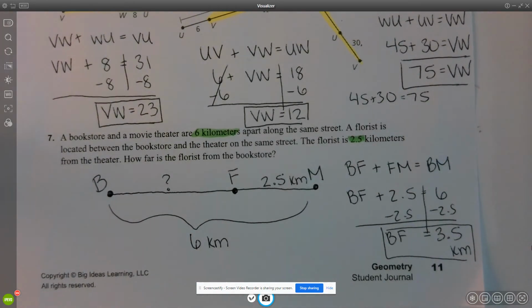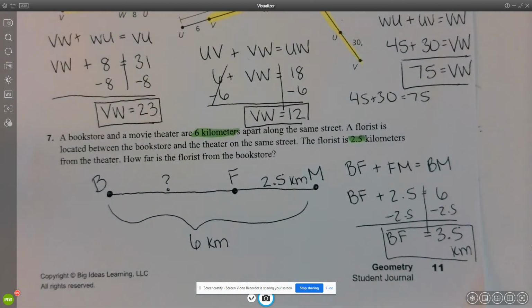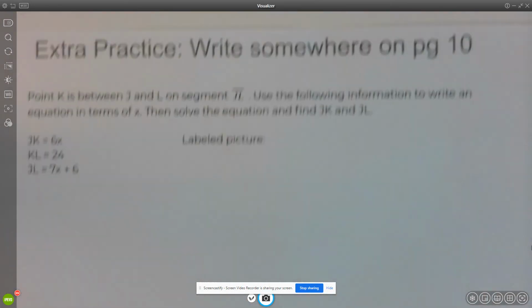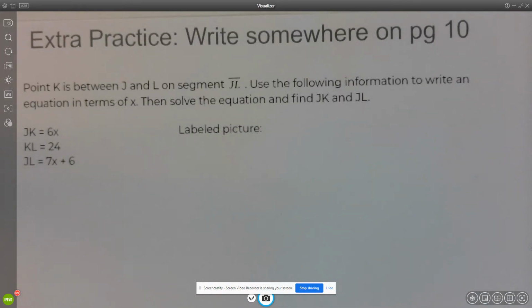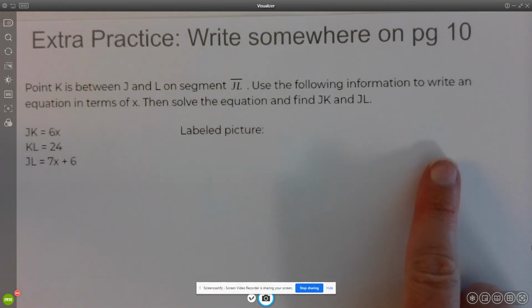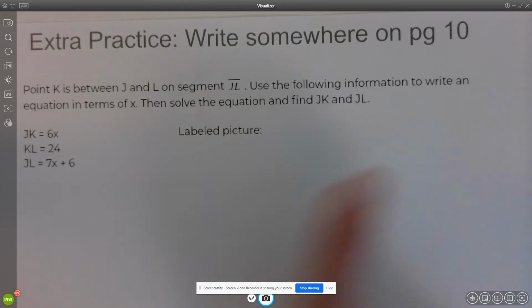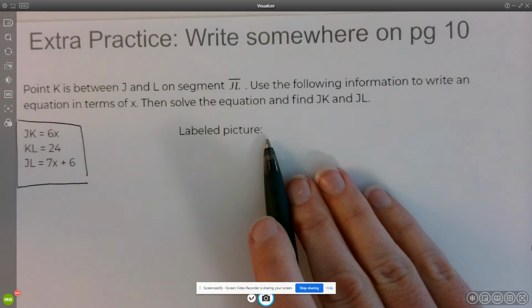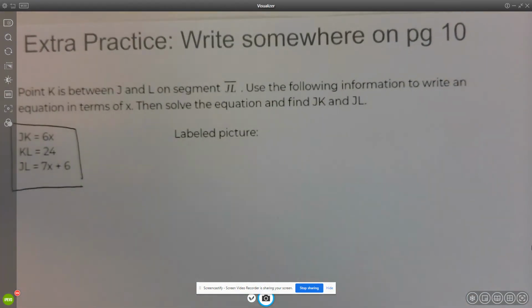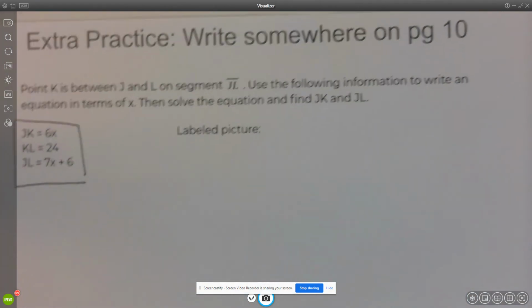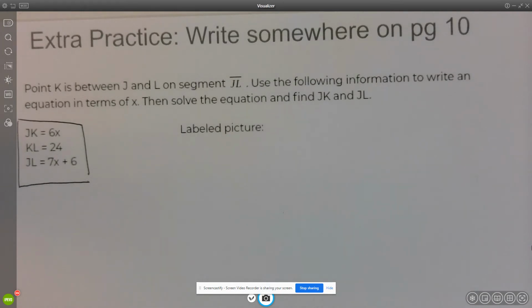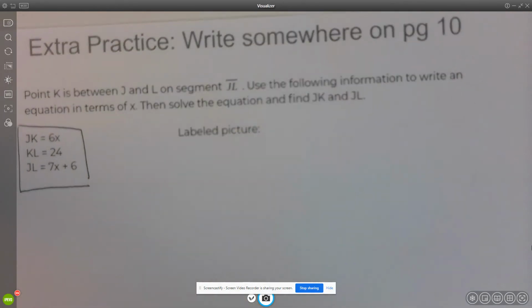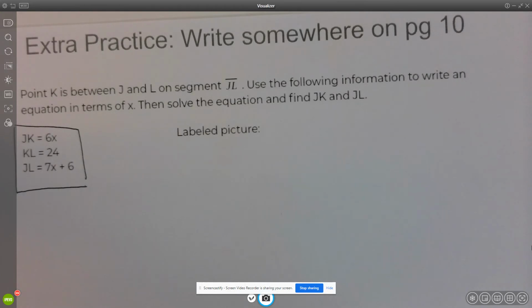Now we're going to add an extra problem that's not in your book. And so I'm going to give you a second. Go to page 10 and find some empty space on page 10. And you don't have to write the entire problem, but I would definitely write down this part and the labeled picture that we're about to draw. So I'd pause the video and start by jotting down these links somewhere on page 10.